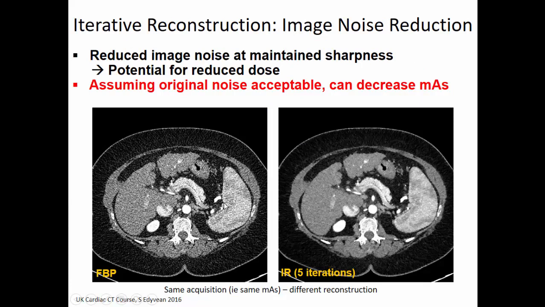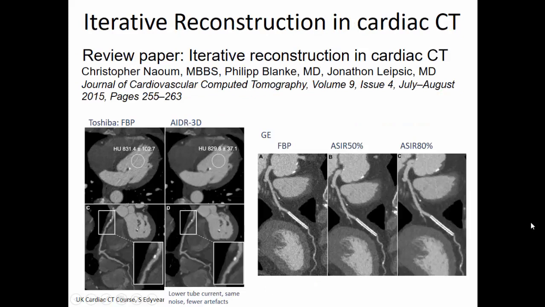So this is the same scan. This is on filtered back projection and this is on iterative reconstruction. So you've got much less noise. And if you wanted to lower the dose, if you thought that this noise was acceptable, you could then decrease the tube current. So you have options for improving image quality or lowering your dose when you use iterative reconstruction. And here are just some other examples.